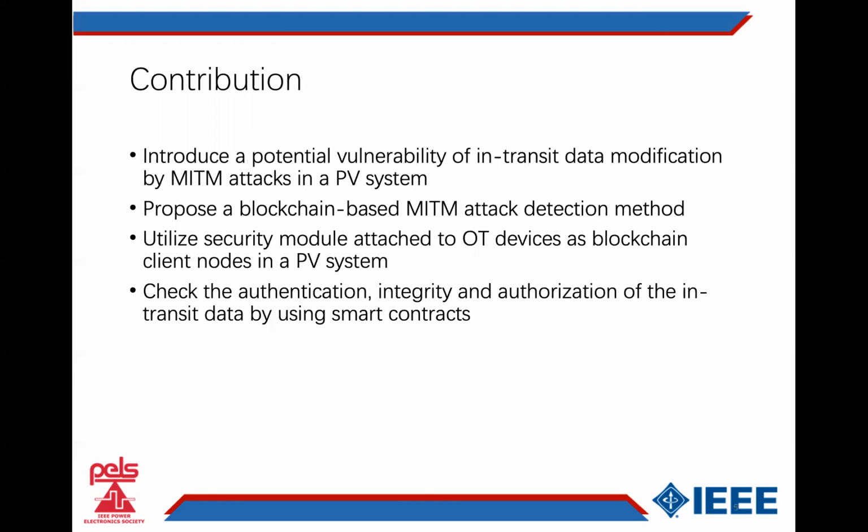In this paper, here are the contributions of our study. We introduced potential vulnerabilities of in-transit data modification by the man-in-the-middle attack in a PV system and propose a blockchain-based man-in-the-middle attack detection method as a countermeasure. Our proposed method utilized a security module attached to OT devices, for example, inverters, gateway, aggregator devices, as blockchain client nodes in the PV system. The proposed mechanism checks the authentication, integrity, and authorization of the in-transit data by using a smart contract which continuously executed hash comparison.